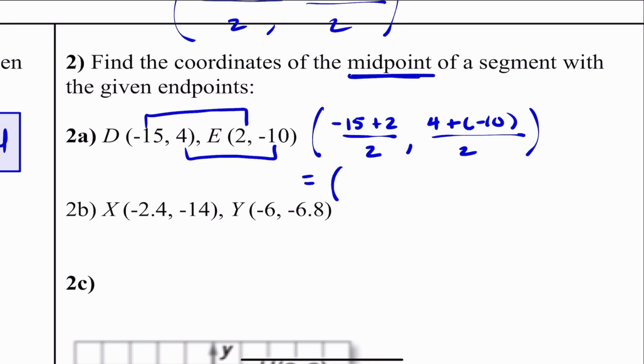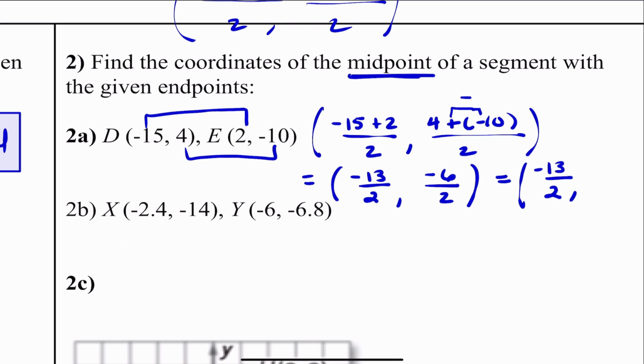Negative 15 plus 2 is negative 13 over 2, and then 4 plus negative 10, that's basically saying 4 minus 10. So 4 minus 10, that's a negative 6 over 2. And I can definitely reduce that. Not the negative 13 over 2, that's going to stay. But that negative 6 divided by 2, that's a negative 3. So this here is my answer. Okay, negative 13 over 2, comma, negative 3.